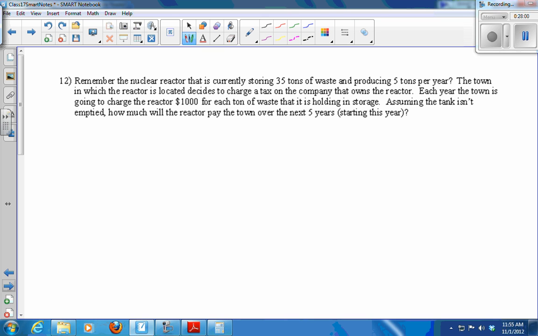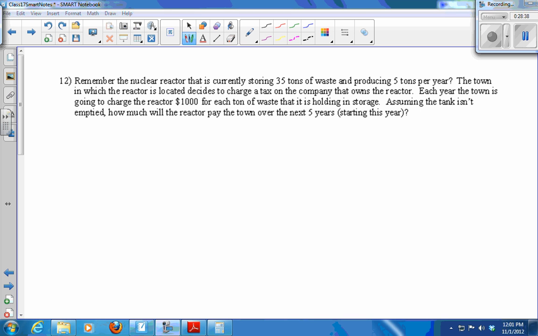Okay, so I'm going to have you try one. Remember the nuclear reactor, currently storing 35 tons of waste and producing 5 tons per year? Well, the town in which that reactor is located decides they're going to start charging a tax on that nuclear reactor, the company that owns it. And each year, the town is going to charge the reactor $1,000 for each ton of waste that it is holding in storage. So assuming the tank isn't ever emptied, how much is the reactor going to pay the town over the next 5 years? Starting this year.